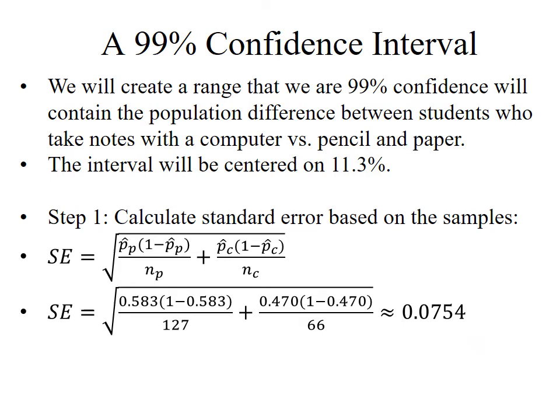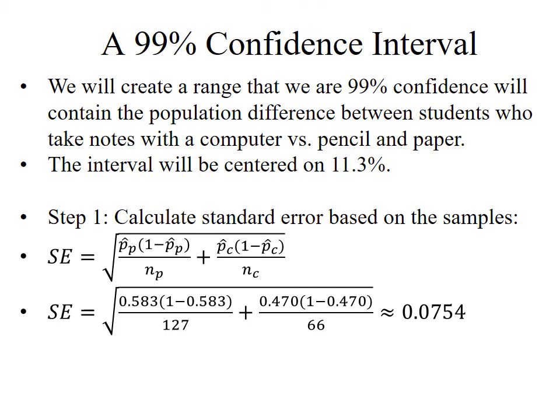So what's the next thing to do? Well, okay, we've completed a hypothesis test. Now, more interestingly, let's make a confidence interval. We set alpha at 1% before, so let's make the corresponding 99% confidence interval. We're going to create a range that we are 99% confident will contain the population difference between students who take notes with computer versus pencil and paper in terms of the proportions getting A's and B's.